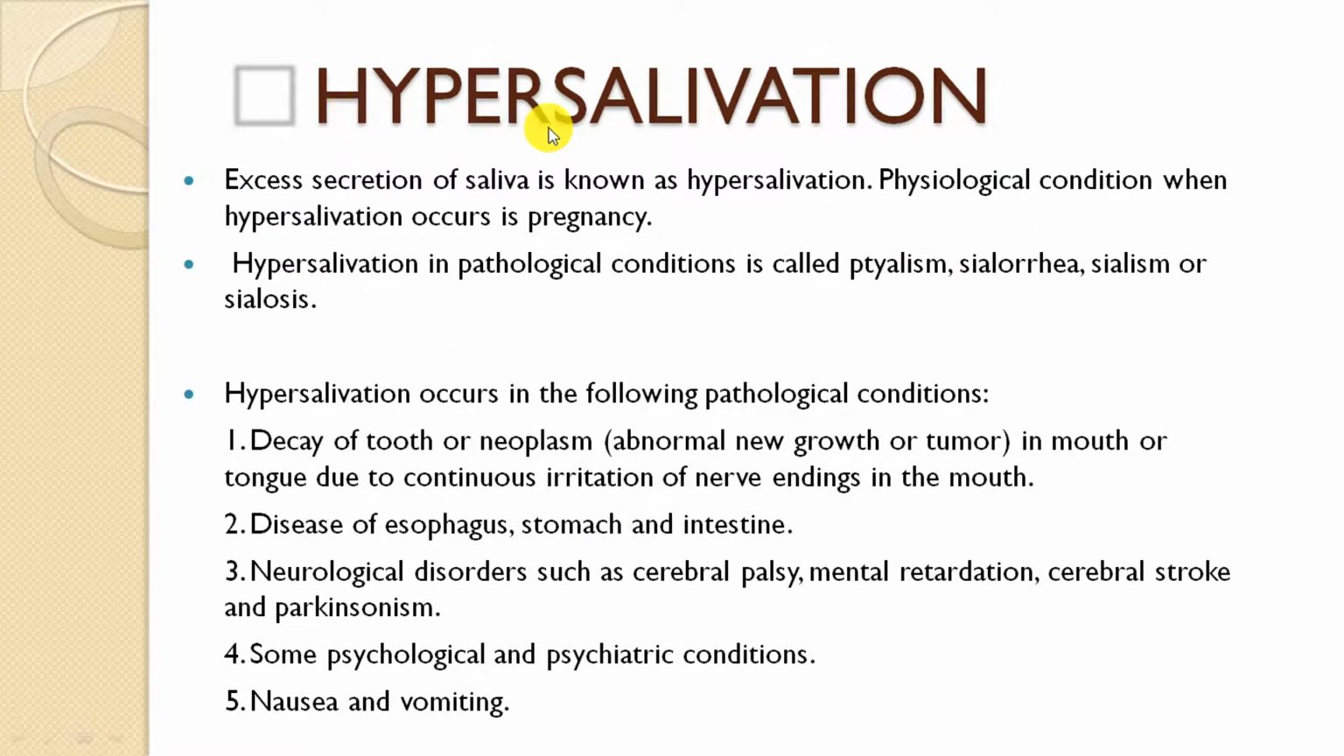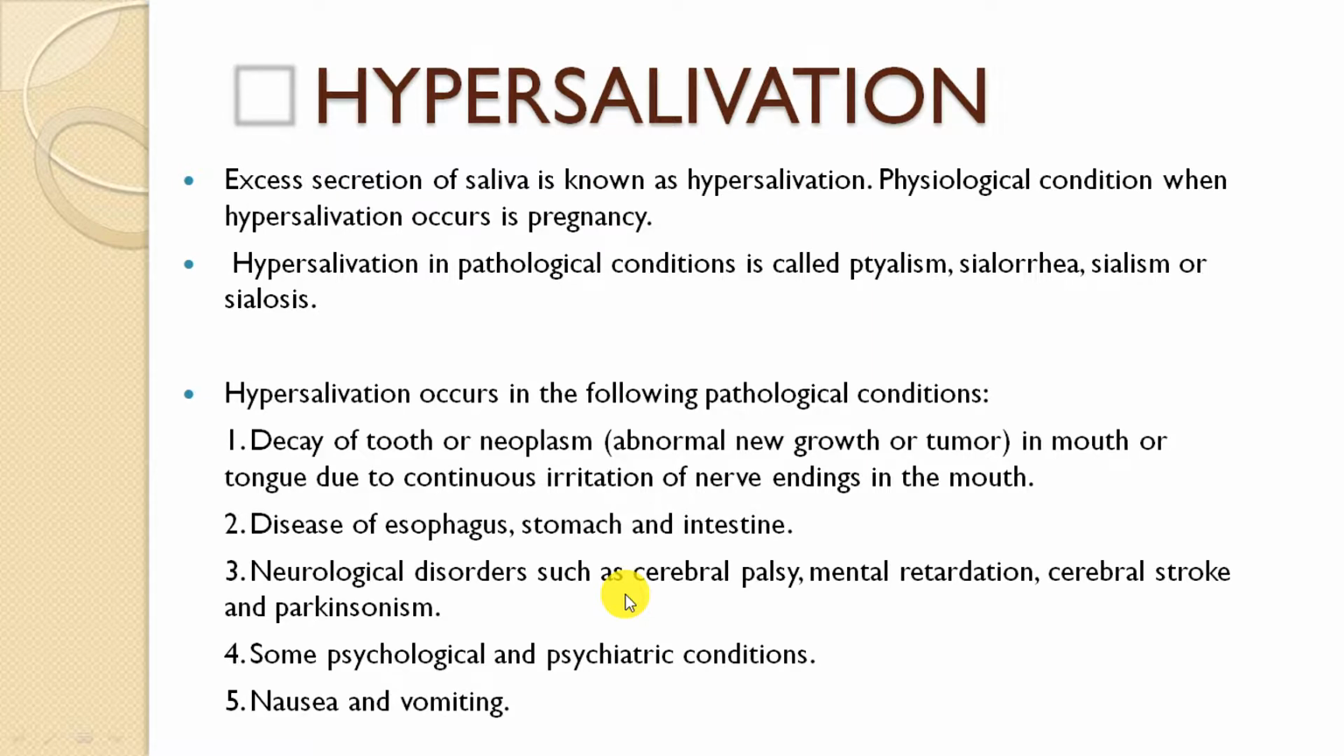Hypersalivation, as the name suggests, hyper means excess, so excess secretion of saliva is known as hypersalivation. It occurs normally in physiological changes in the body, such as during pregnancy. Hypersalivation occurs in the following pathological conditions: decay of the tooth, any kind of tumor or neoplasm in the mouth, disease of the esophagus, stomach or intestine, and some neurological and congenital disorders.